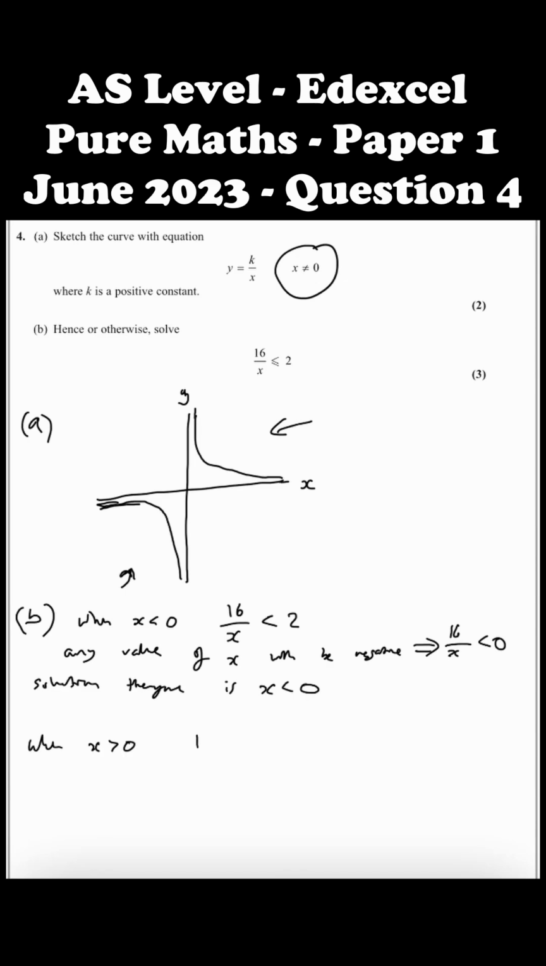What we'll do now is we'll say 16 over x is less than or equal to 2. So if we multiply both sides by x, we're going to have 16 is less than or equal to 2x. Dividing through by 2, we have 8 is less than or equal to x. Therefore, x is greater than or equal to 8 is the other solution. And that's all we have to do, so we are done.